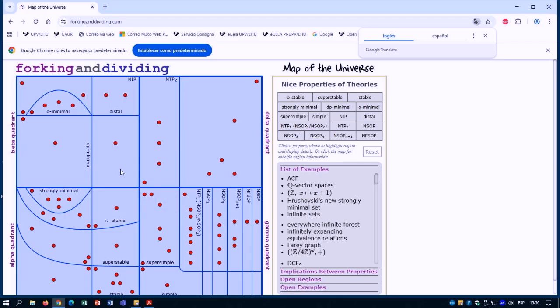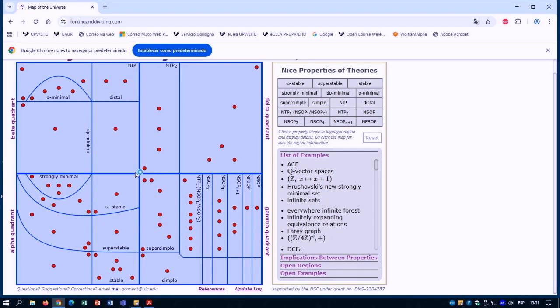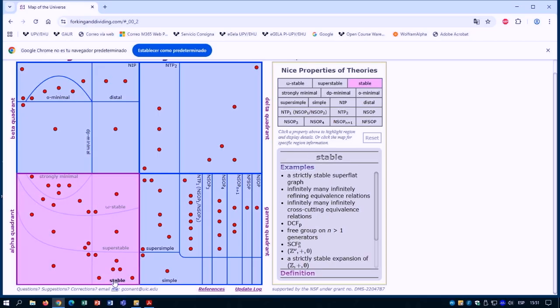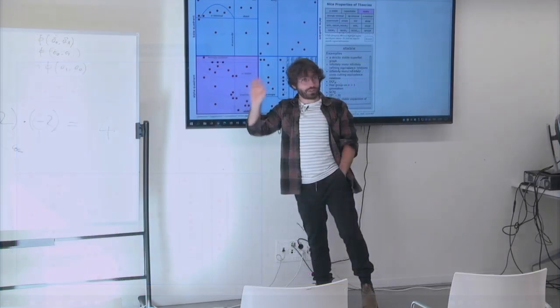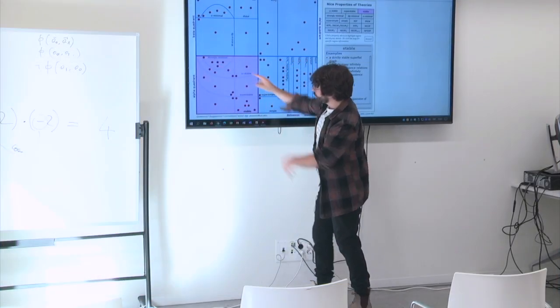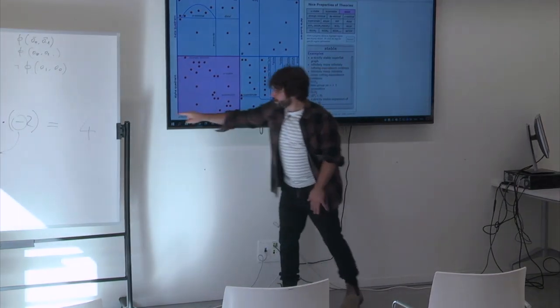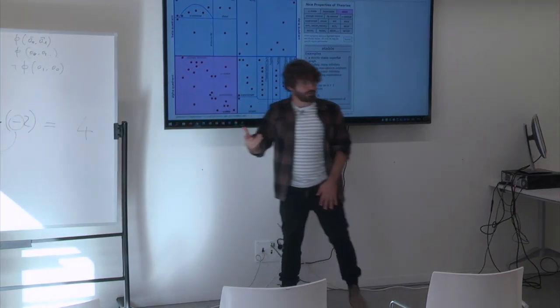You can see, right? Maybe like this. Okay, so what is this? What's this thing? So this is interactive. You can click. So this is called the map of the universe. It's a map where each dot is a mathematical structure, and each area corresponds to a tameness property.